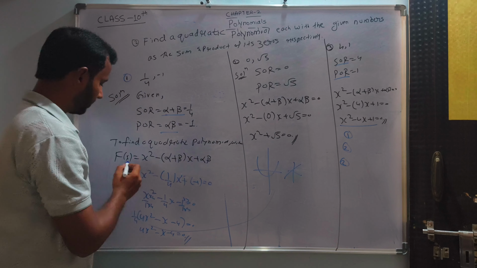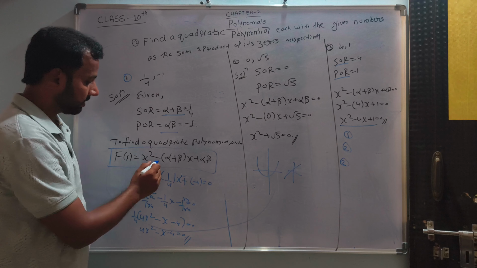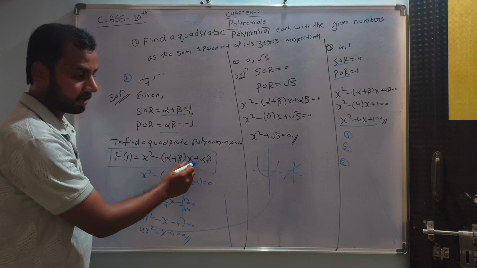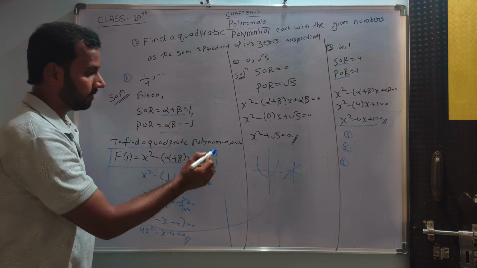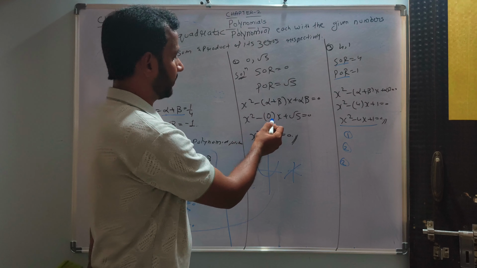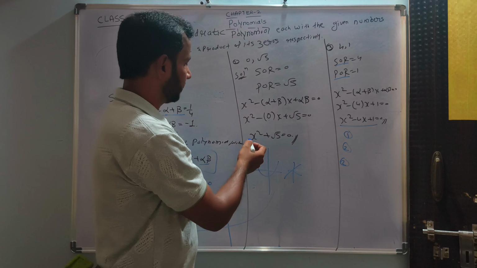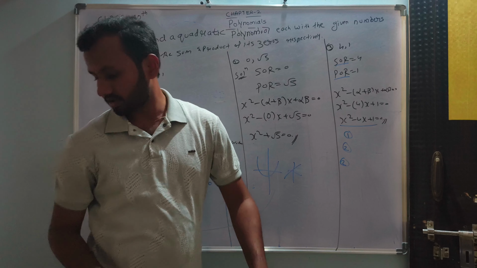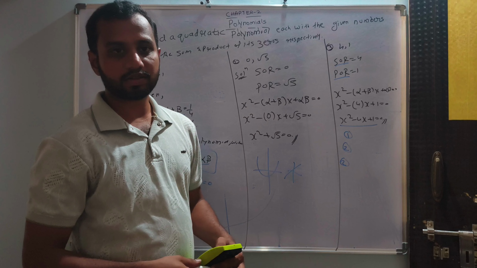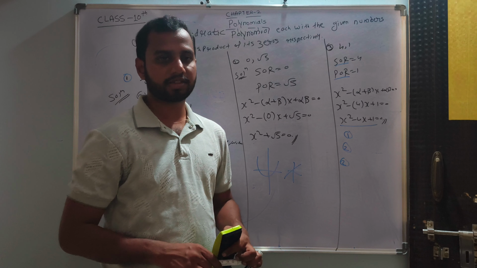We have a formula to find the quadratic equation: f of x equal to x square minus sum of roots into x plus product of roots. Sum of roots means alpha plus beta, product of roots means alpha beta. The alpha plus beta value they gave you is 0 here, and 4 here, so you need to solve separately. Here I got x square plus root 5 equal to 0. All the types of questions are very easy. If you have any doubts related to chapter 2 NCERT part, you can comment in the comment section.